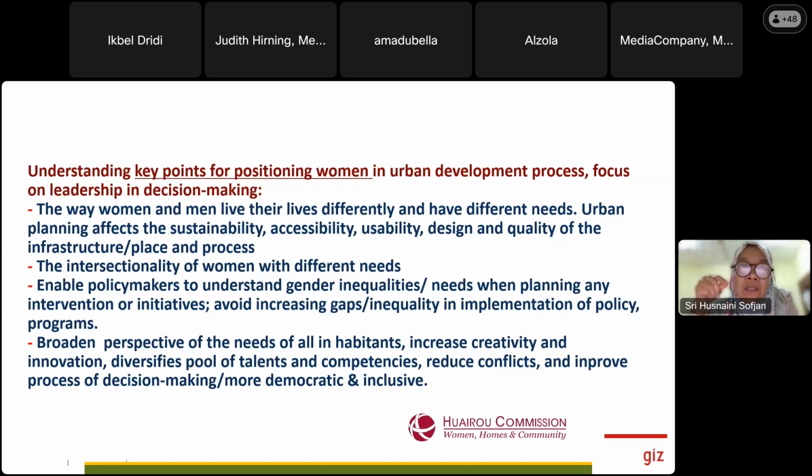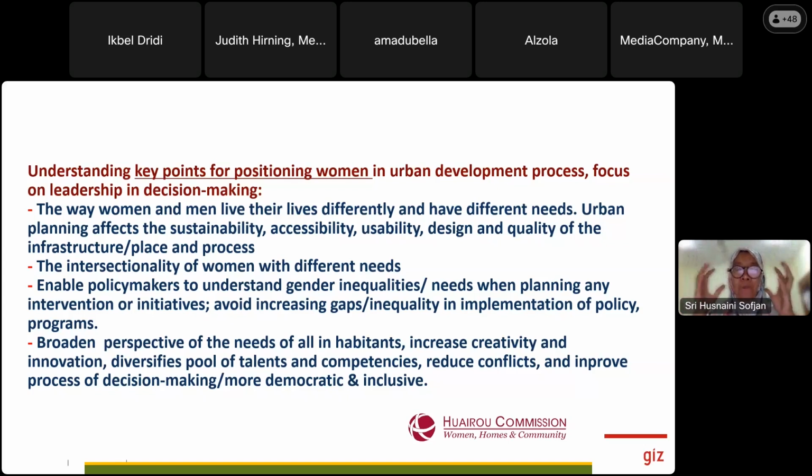Then I mentioned in the beginning, when you asked the question, what is so important is also the point about the intersectionality of women with different needs. So you can't put women in one group, because women come from different backgrounds. Those who have, those who don't have, those who work, those who don't work, those who have full ability, those who have disability and physical challenges, those who are young, those who are old.